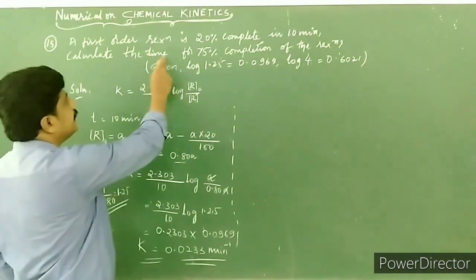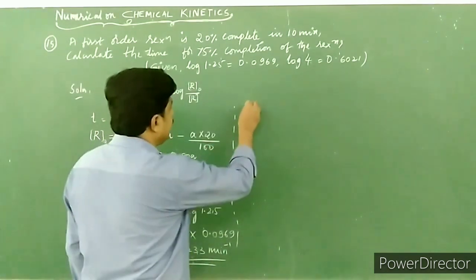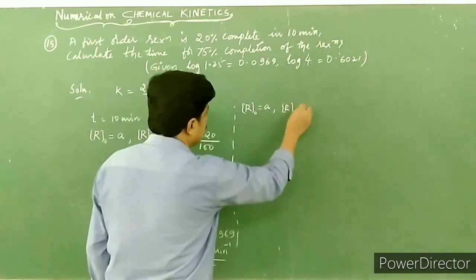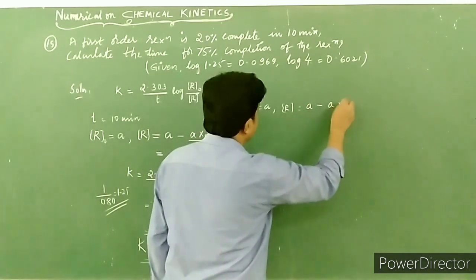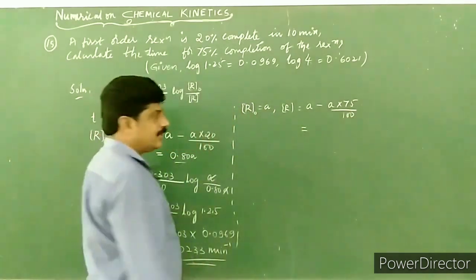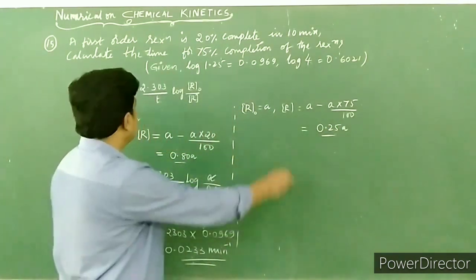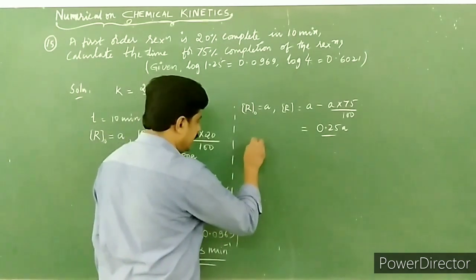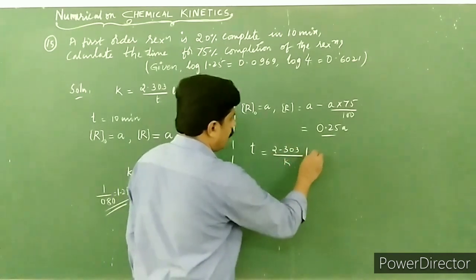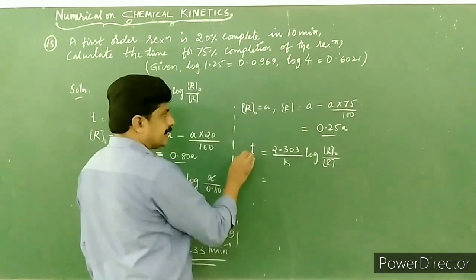Now children, look at here, calculate the time for 75% completion of the reaction. Again let me consider R naught as A. Then R would be A minus A into 75%. Now that would be equal to 0.25A. You simplify, you will get that. Now I substitute here. What you are supposed to find out is T, which is equal to 2.303 upon K into log of R naught upon R.